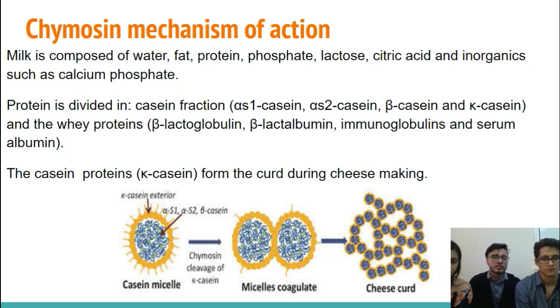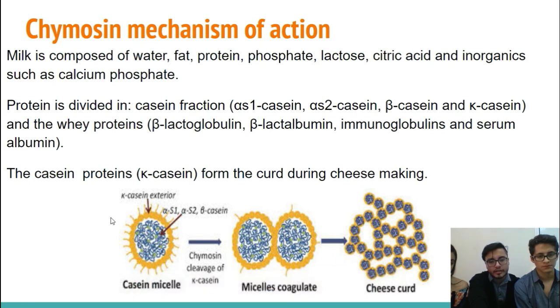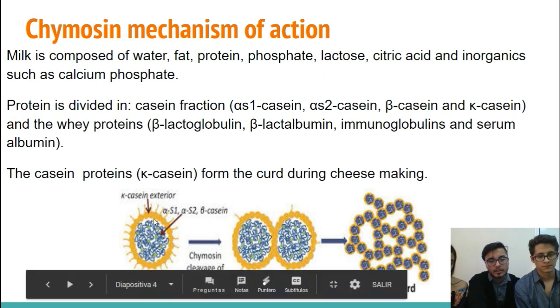But the most important fraction of these proteins is the casein fraction. In this we have alpha casein, beta casein, and the K casein, the one we have already talked about. So the K casein is the most important here in the process, and I'm going to explain to you how this works. Here we have a casein micelle. In this casein micelle we have the three types of casein I already mentioned.